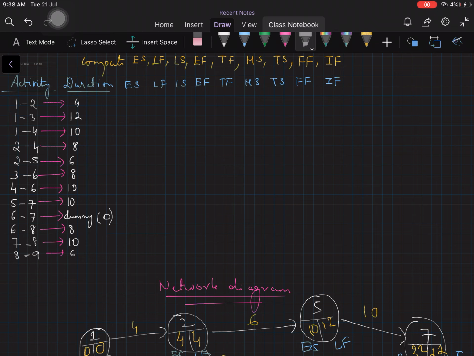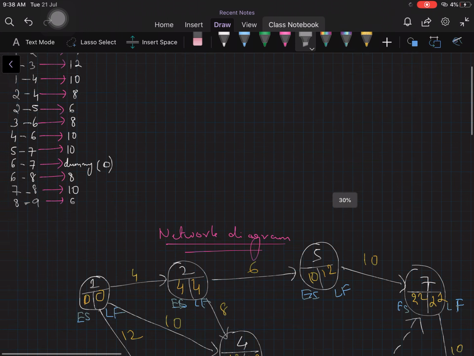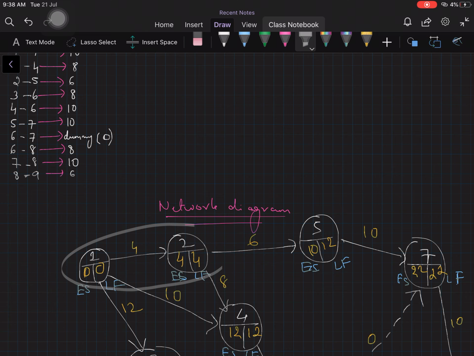2 to 4, 1 is the starting event of the activity. 2 to 5, 2 is the starting event of the activity. Let's see here. See, 1 to 2 is this activity. What is the starting event of 1 to 2? 1. Basically the tail. The starting part is this.